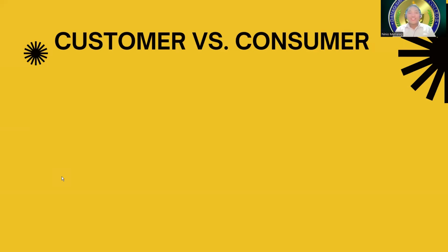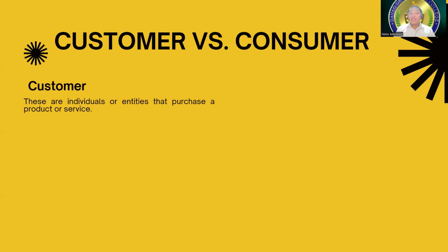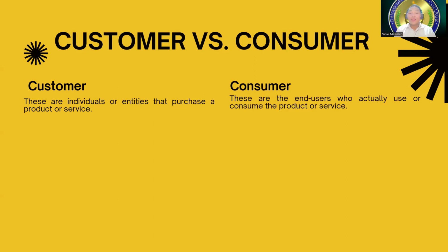All right, so let's go ahead and discuss customer versus consumer. Let's take a look first at the customer. These are individuals or entities that purchase a product or service. They are the ones involved in a transaction, which might involve a monetary exchange, barter, or other forms of compensation. On the other hand, consumers are the end users who actually use or consume the product or service. In many cases, the customer and consumer can be the same person, but not always. We will discuss that later.